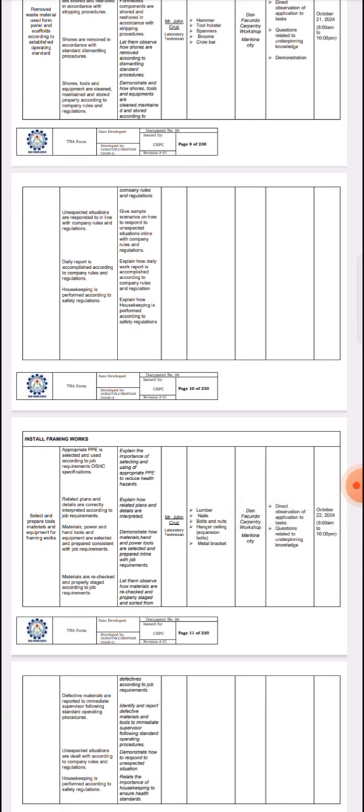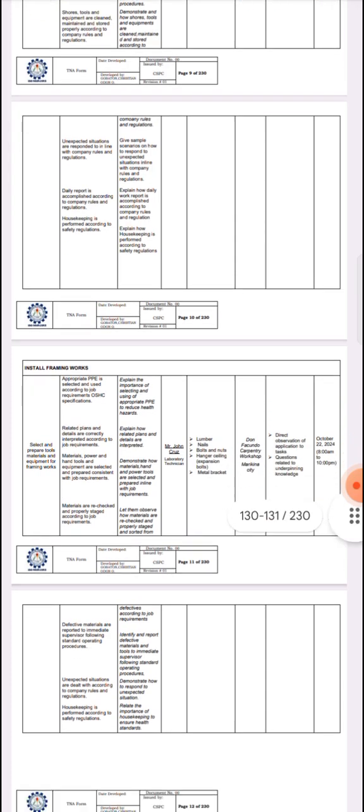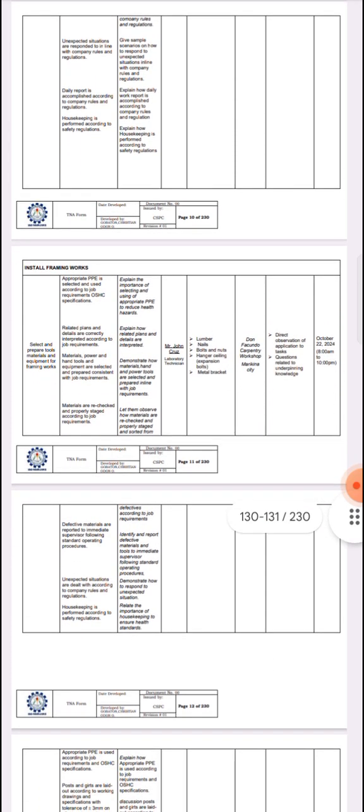Housekeeping is performed according to safety regulation. Explain how housekeeping is performed according to safety regulation. Appropriate PPE is selected and used according to job requirements and OSHC specification. Explain the importance of selecting and using appropriate PPE to reduce health hazards.